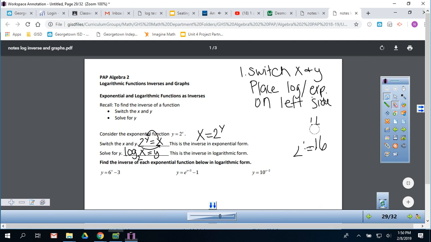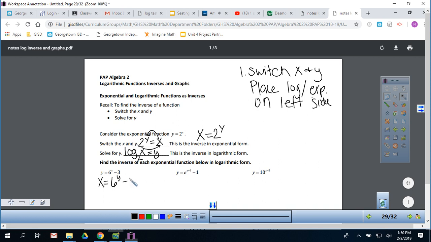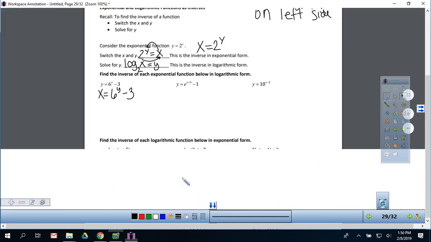Alright. So let's look at the first example here. Our first thing is to switch our x and y, and we're going to place the exponent on the left side. Alright, so now I need my exponent. This whole thing is going to go on the left side. So now I'm going to have 6^y minus 3 equals x. I'm just flipping the spot.